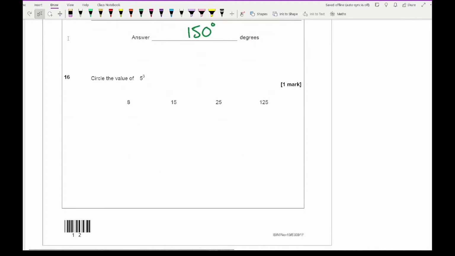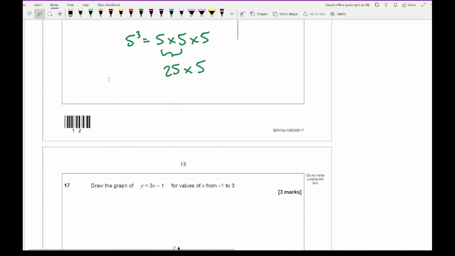Then working out question 16, it says circle the value that's 5 cubed. Well, 5 cubed means 5 times 5 times 5. And 5 times 5 is 25. So 25 times 5 is 125.